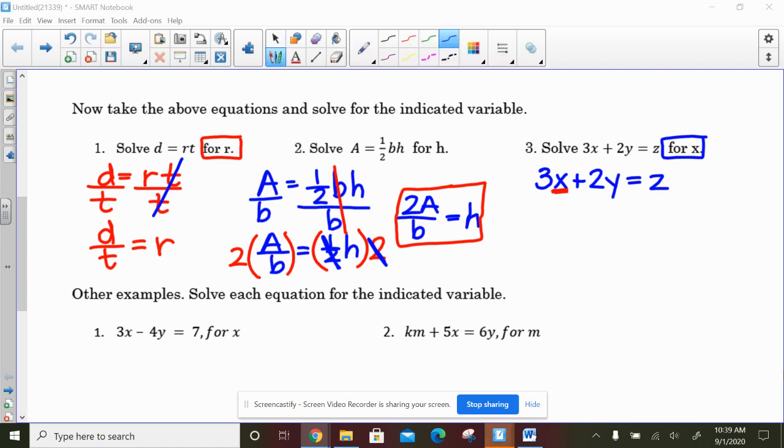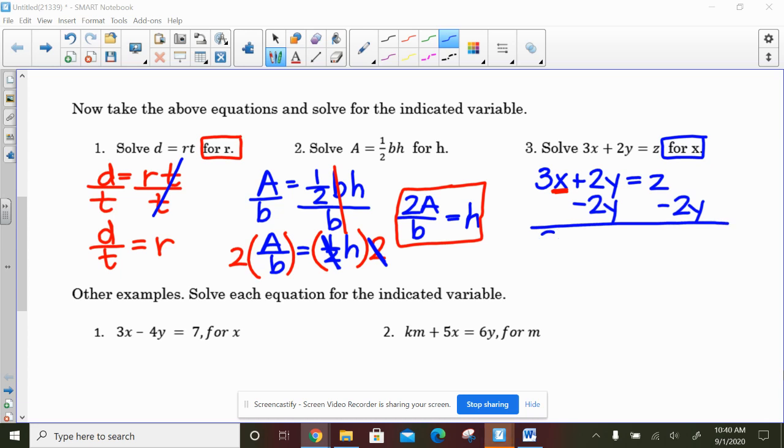Okay, so the first thing I need to do is work with that 2y. It is being added to the equation. So to undo it and move it to the other side with the z, I have to do the opposite. So the opposite of addition would be subtraction. Okay? So I'm going to do it to both sides.